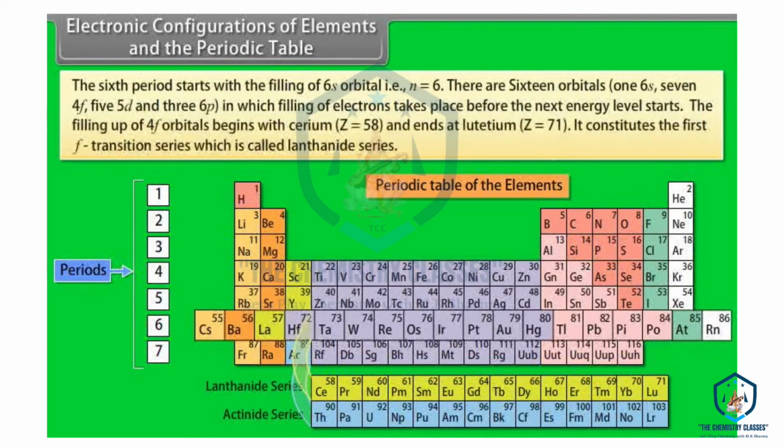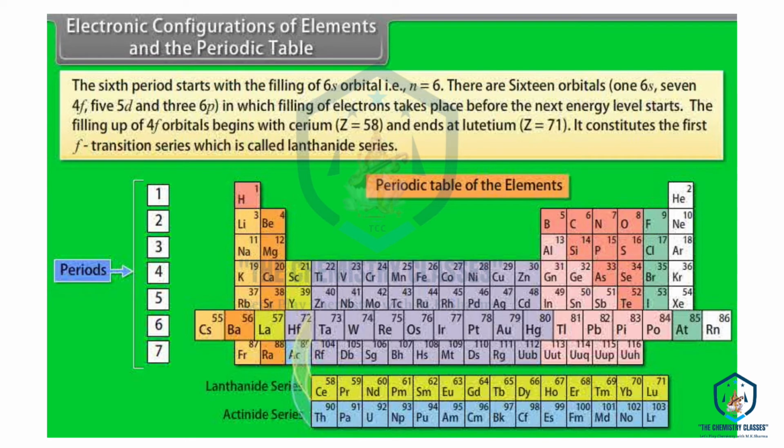The sixth period starts with the filling of 6s orbital, that is, n is equal to 6. There are 16 orbitals, 1 6s, 7 4f, 5 5d, and 3 6p, in which filling of electrons takes place before the next energy level starts.